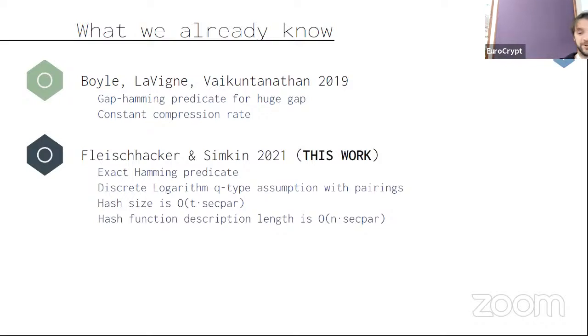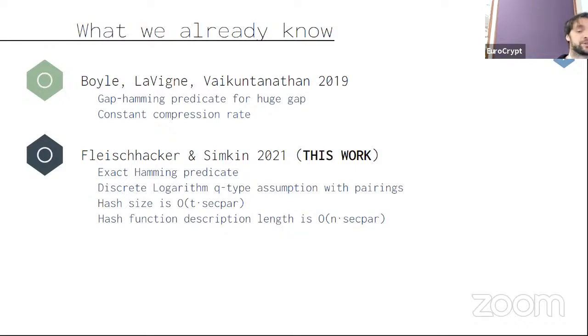And in this work, which is also from a while ago at this point, we construct basically the same primitive, but for the exact Hamming distance predicate. So there is a threshold, and based on the hash values, we can check: is the Hamming distance between the input strings bigger than t or smaller than t? It's similar to gap Hamming, but without a gap. And the size of our hash function outputs is basically t, the Hamming distance threshold, times the security parameter, which is reasonably close to the optimum, as we show in the paper.